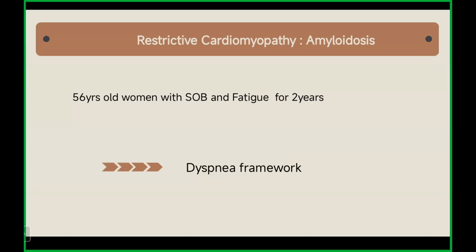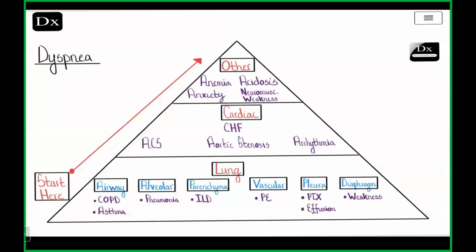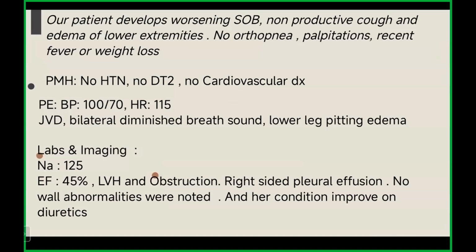We started the discussion with dyspnea, and in CPS we have a nice schema about dyspnea. We start to think about different etiologies from the lung, like COPD, asthma, cardiac etiologies, CHF, aortic stenosis, or other etiologies like anemia or anxiety. After this discussion of dyspnea, we had more information about our patient. The patient developed symptoms over 2 years, which is a long time, but she actually came to the hospital because of worsening shortness of breath, non-productive cough, and edema of the lower extremities.